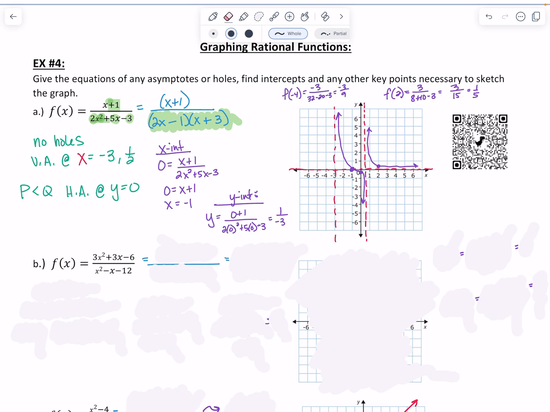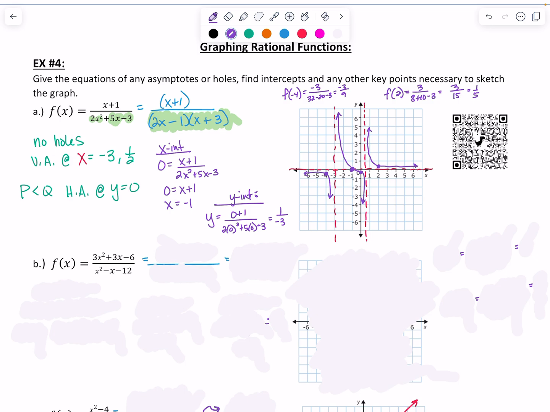If I plug in -4 to the top, I get -4 plus 1, which is -3. If I plug in a -4 to the denominator, -4 squared is 16. 16 times 2 is 32. -4 times 5 is -20. And then I have my -3. So simplifying it, I ended up getting -3/9, so -1/3. And so I know that when x equals -4, I need to be down here in the negative values. So then I know exactly, well, maybe not exactly, but pretty darn close, where my graph needs to be graphed in order to go through that point, but not touch my asymptotes, okay?